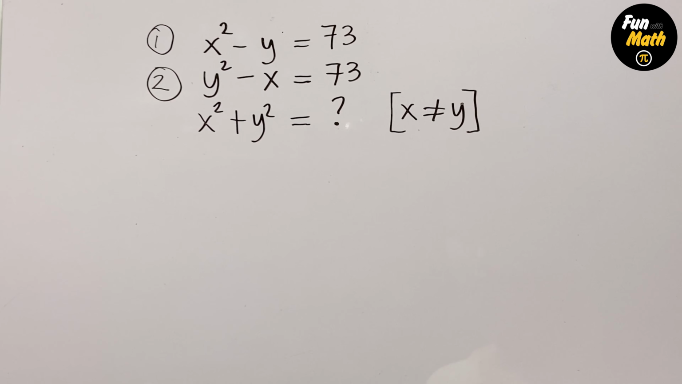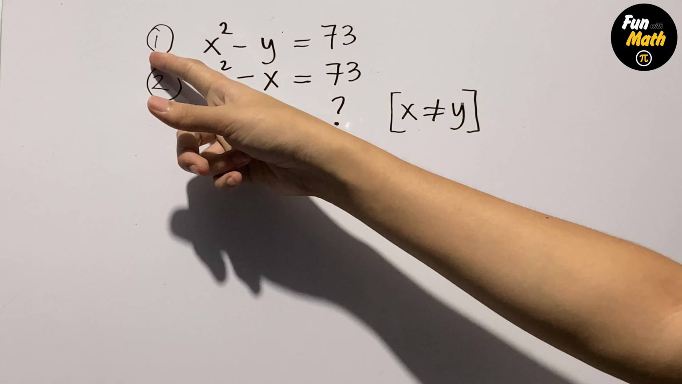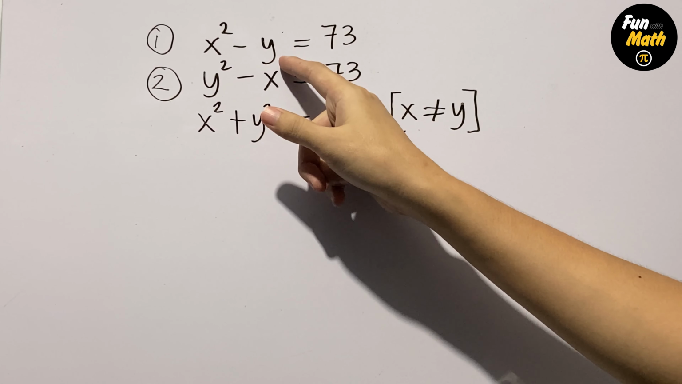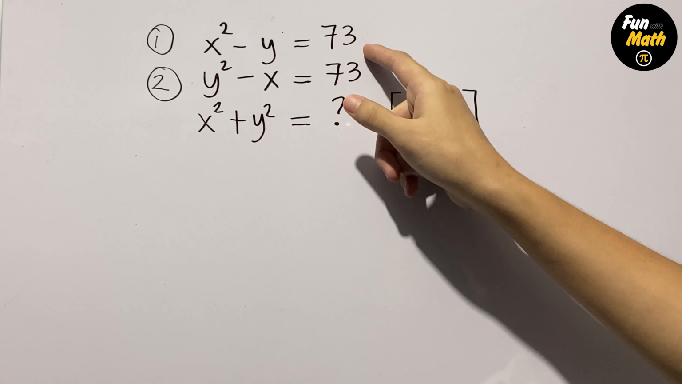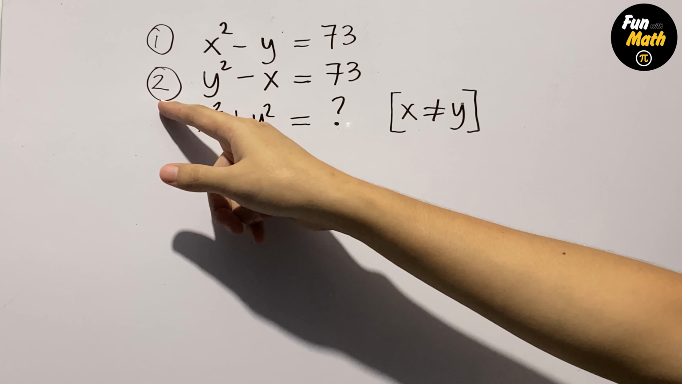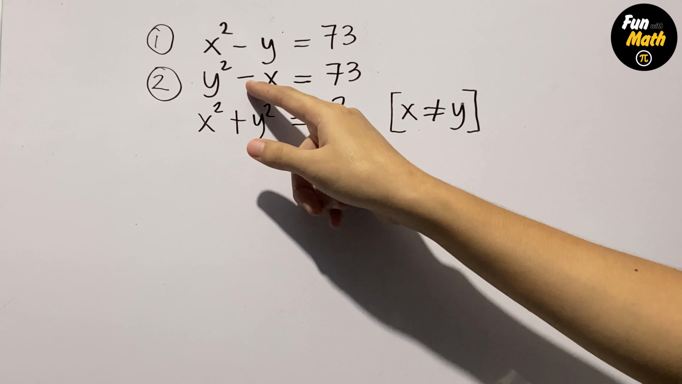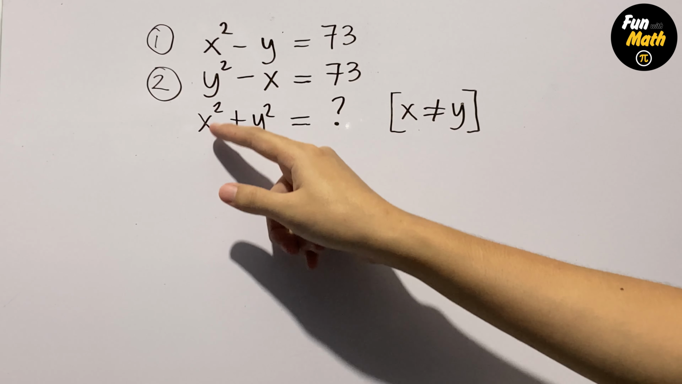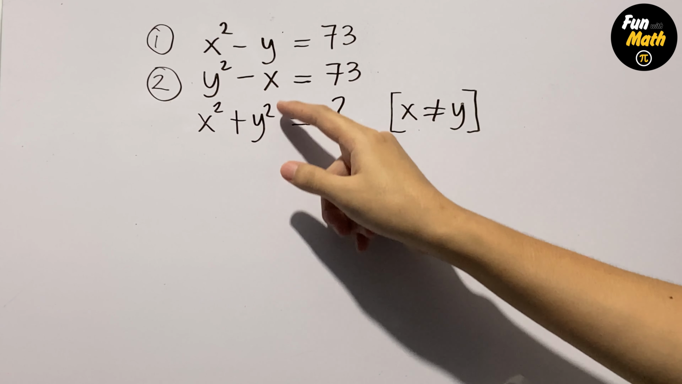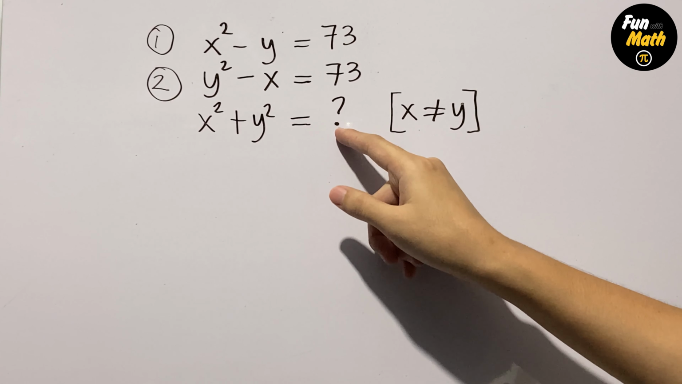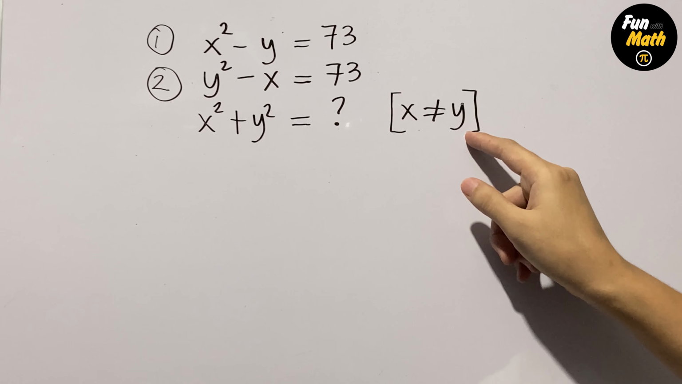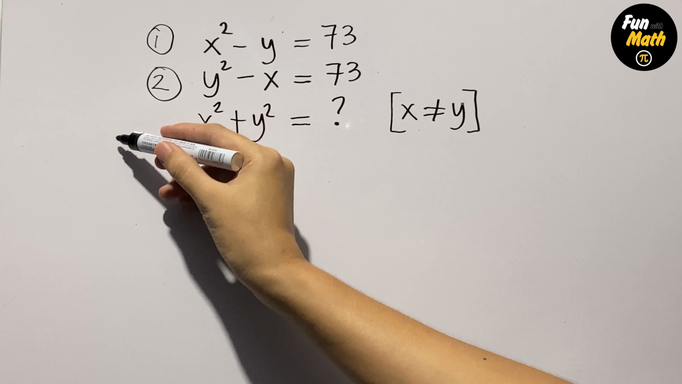Here's another problem that we are going to solve today. First equation, we have x squared minus y equals 73. Second equation, y squared minus x equals 73. X squared plus y squared equals what? Where x is not equal to y. So here's the solution.